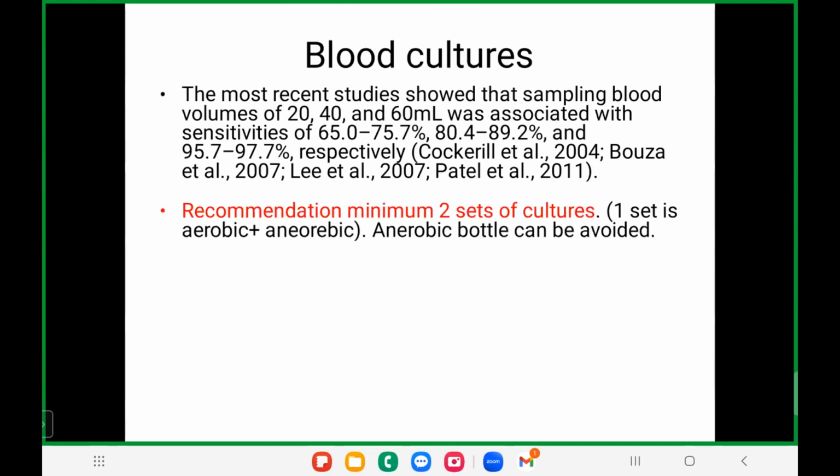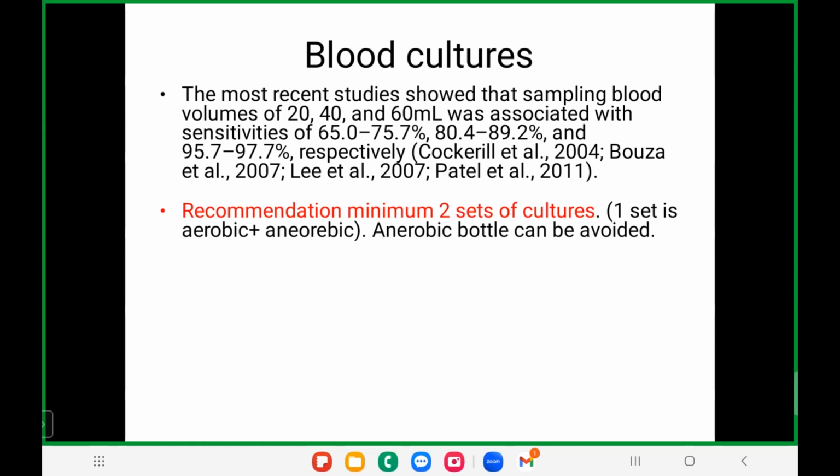And the recommendation is 2 sets of blood culture. 1 set means an aerobic bottle and an anaerobic bottle. Like that, you need to get 2 sets. So if you're strongly suspecting sepsis, at least send 2 blood culture sets at the same time. Like when you are doing it for infective endocarditis, you're going to send 3 cultures. Why? Because the more culture sets you send, the more yield you'll get. So that is the recommendation.